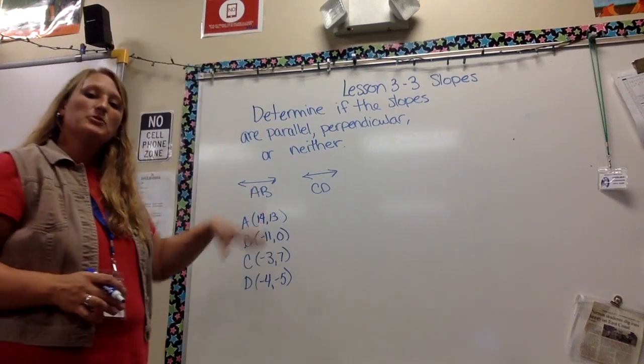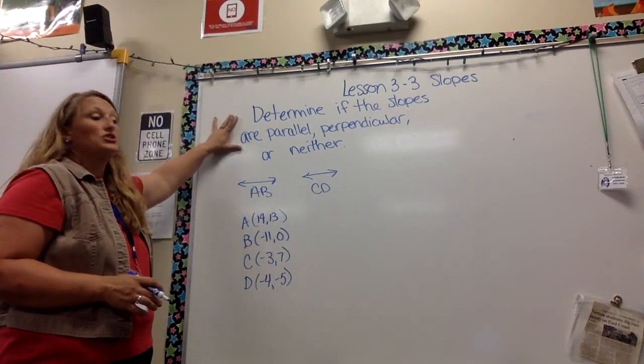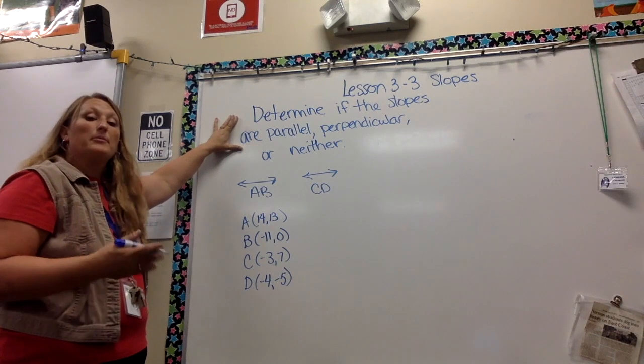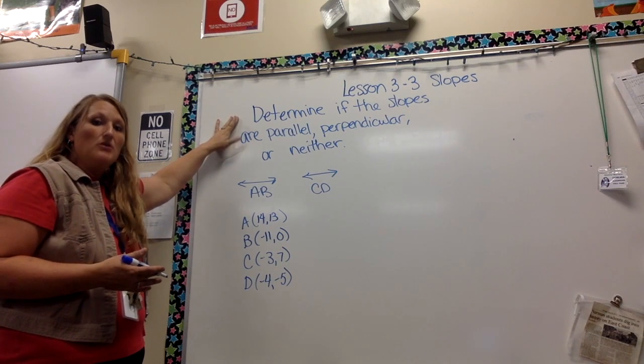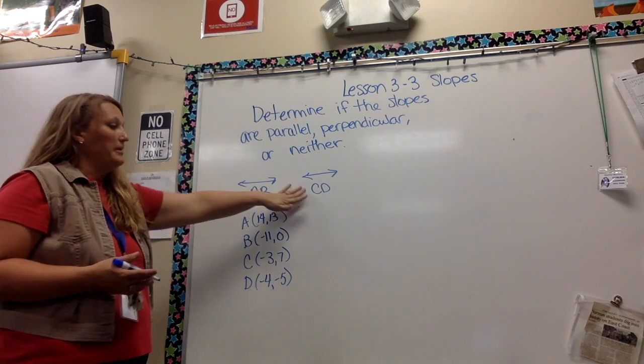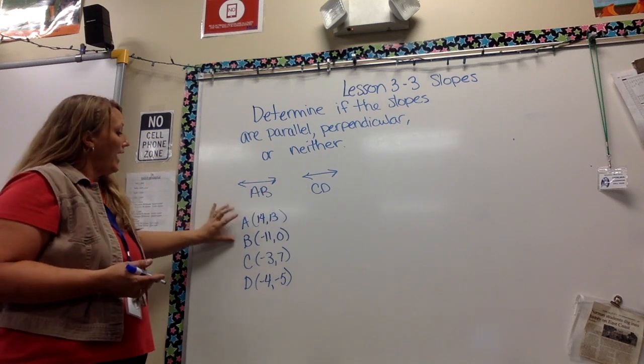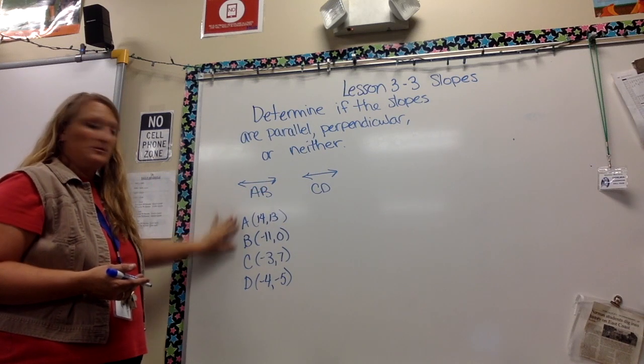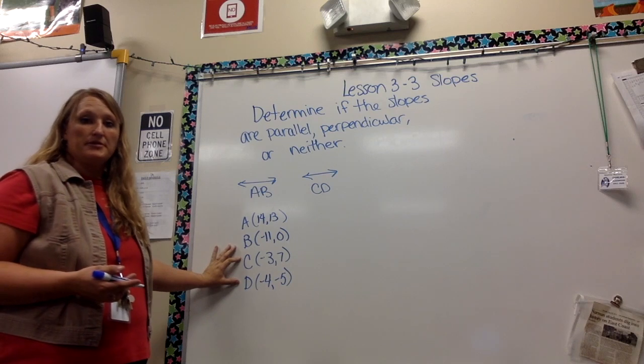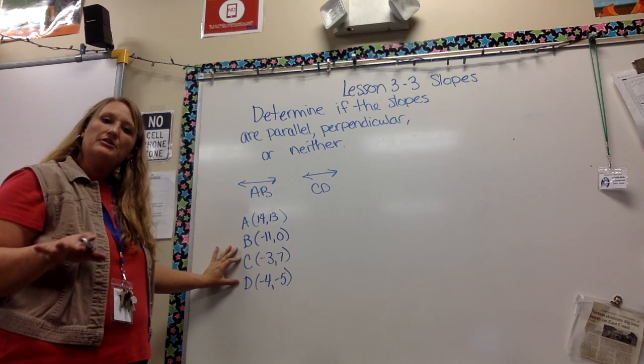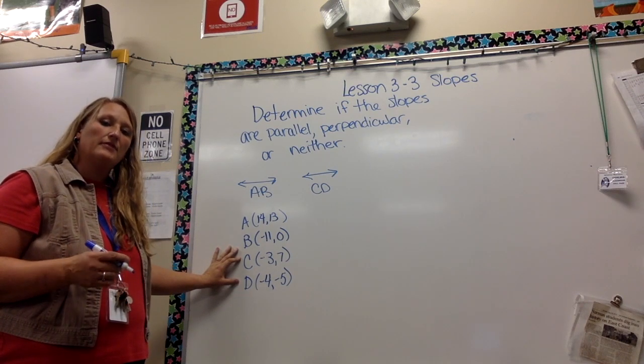So here's what some of your problems might look like. Determine if the slopes are parallel, perpendicular, or if they're neither. So we have line AB and line CD. AB goes through these 2 points, and CD goes through these 2 points. So let's see what you can do. Go ahead and pause the video.